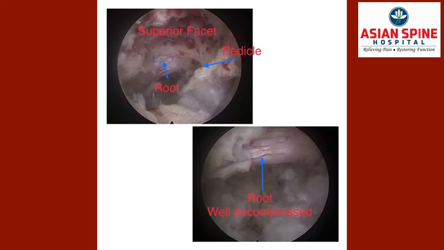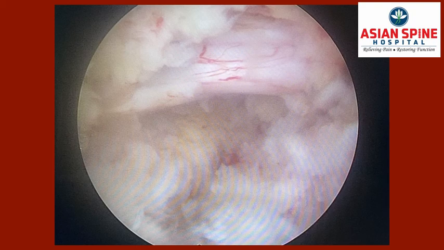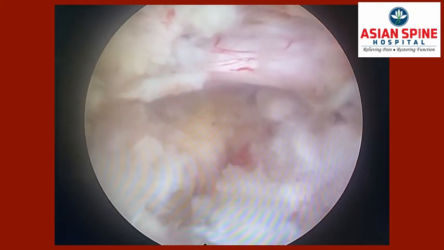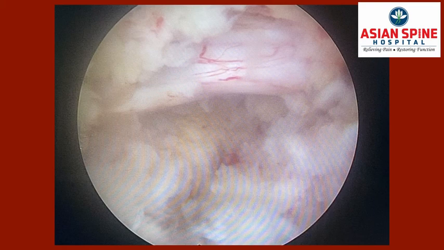So this is a small video where you can see I've drilled the facet pedicle junction and opened up the lateral recess to expose the root nicely. The fragment is completely removed, the root is completely exposed and well decompressed. So this is the final image you see, where the root is completely exposed and well decompressed.